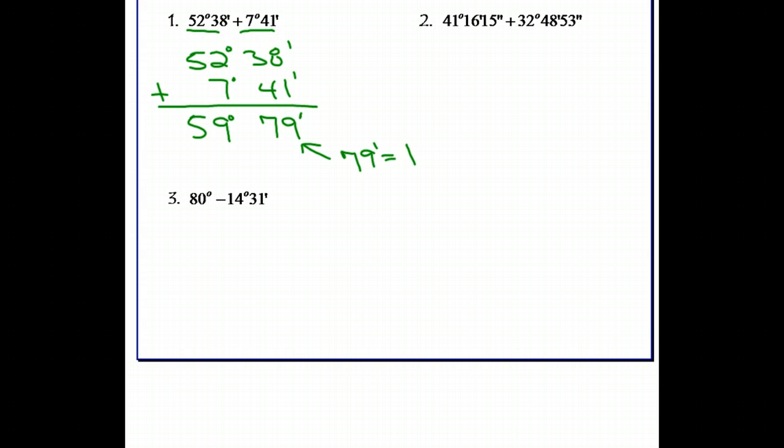79 minutes is 1 degree and 19 minutes, because 60 minutes is the same as 1 degree. So anytime your minutes is bigger than 60, take off 60 of those, make it a degree, then see what's left. And there are still 19 minutes left. So the 59 degrees, 79 minutes really becomes 60 degrees, because look, we had this one extra. And then we have the 19 minutes left. So 60 degrees, 19 minutes will be our final answer.